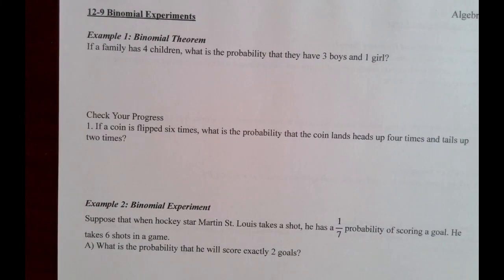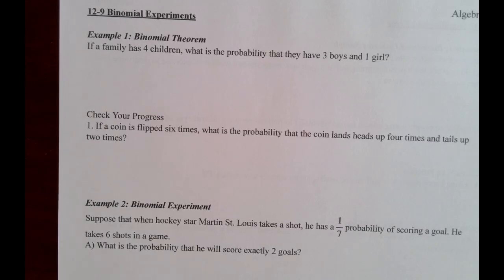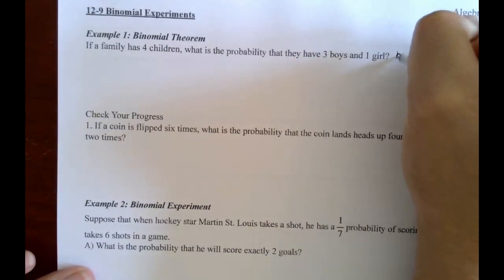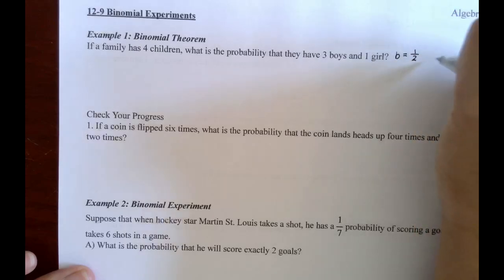So here, we're talking about if a family has 4 children, what is the probability that they have 3 boys and 1 girl? So there's 2 possible outcomes for a gender, a boy or a girl. The probability of a boy is 1/2. The probability of a girl is 1/2.